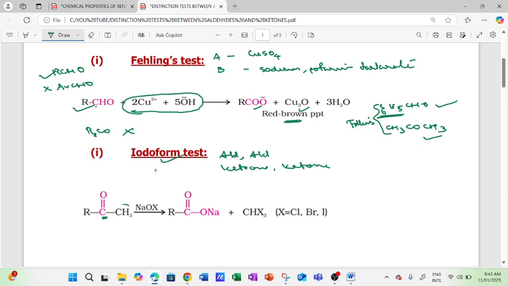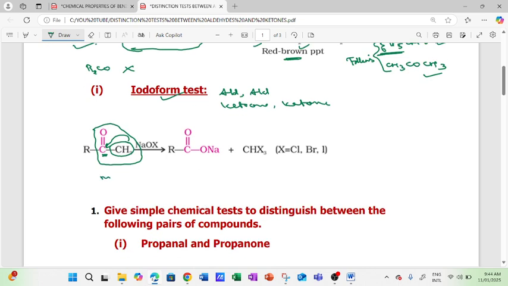We know that for aldehydes and ketones, the carbonyl group, the C double bond O group, is there. That should be next to a CH3 group. A CH3 group should be directly attached to the C double bond O group. It means this part must be present in an aldehyde or a ketone to show this reaction, which is also called a methyl ketone. So this test is answered only by methyl ketones. Methyl ketone doesn't mean it's only a ketone; it can be an aldehyde as well. Got it? And the reaction is when you add NaOX. NaOX is a mixture of NaOH and X2. X2 is halogen.